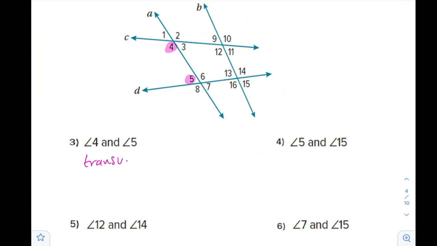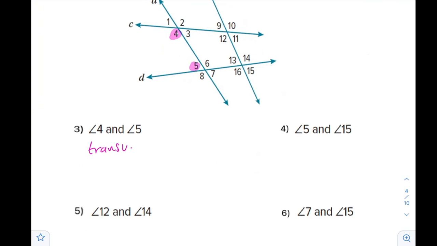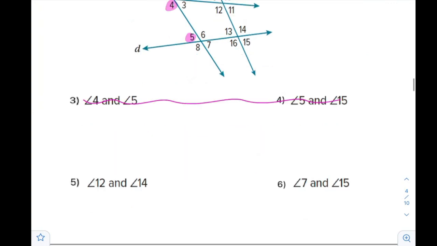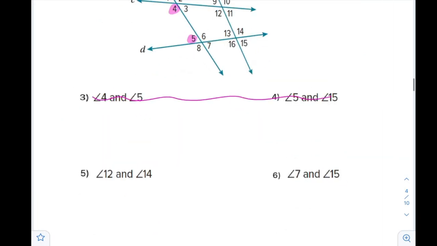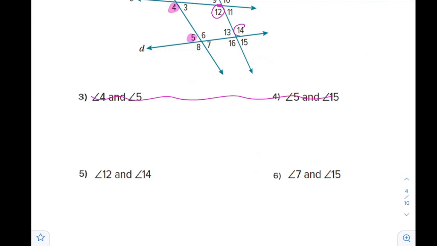We are repeating the questions, it seems, so we will cancel this. We have mentioned that before by mistake, it seems. So angle 12 and angle 14 now. Angle 12 and angle 14 are alternate interior angles.